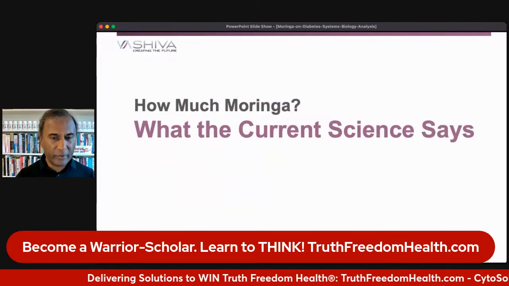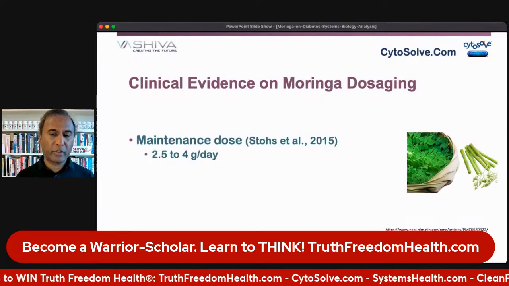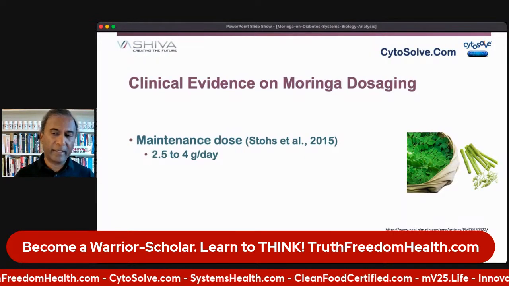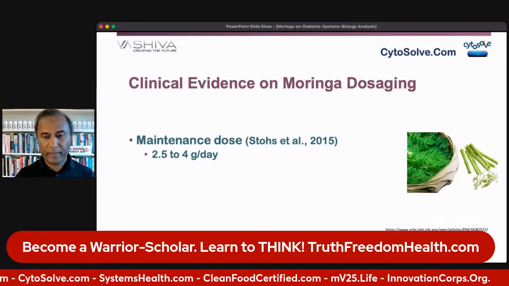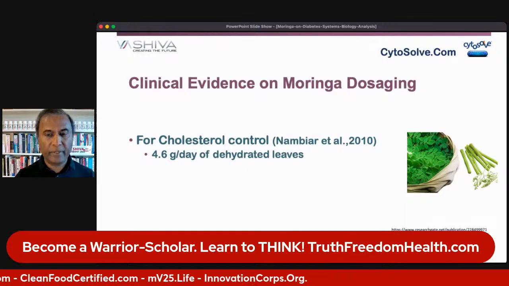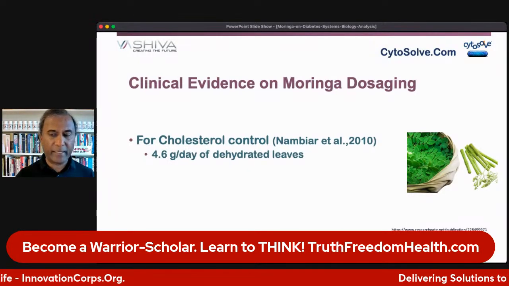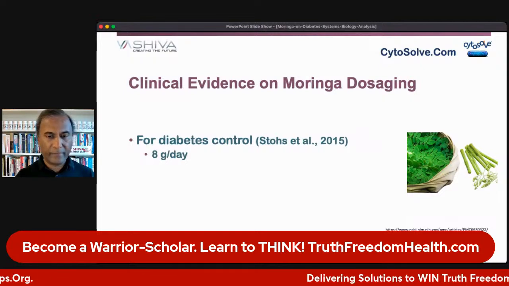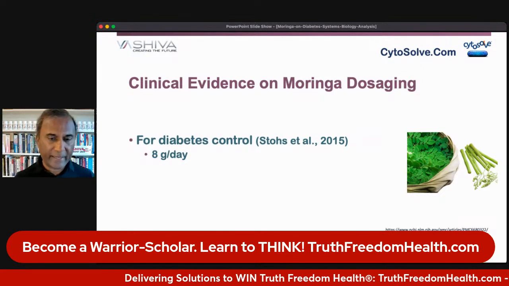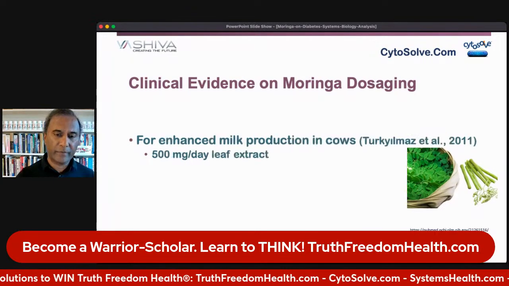Now, is it right for you? And what does the current science say? Well, according to Stohs et al., about 2.5 to 4 grams a day. You can get it as powders, you can get it as food. So that's in 2015, that research. Nambiar in 2010 found for cholesterol control, about 5 grams per day of the dehydrated leaves. For diabetes control, because that's what this is about, it's about 8 grams per day. Again, that's from Stohs et al. in 2015.